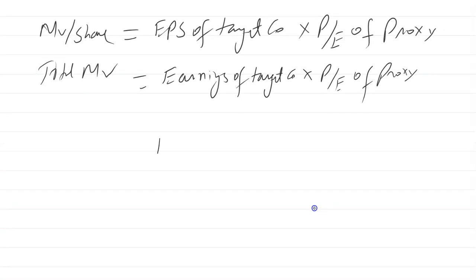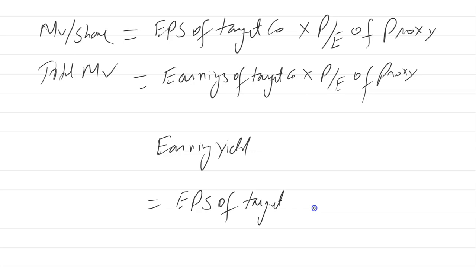There is another formula, earning yield, and that is EPS of target company. Target company means the company for which you are calculating the value, into 1 over earning yield of proxy is equal to market value. So that's how you will calculate the market values.